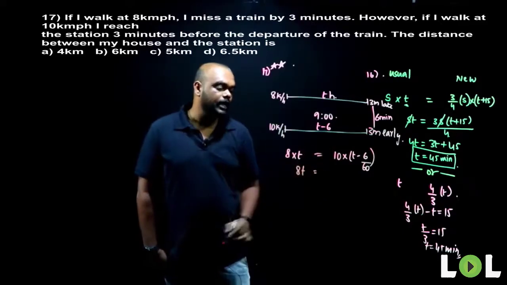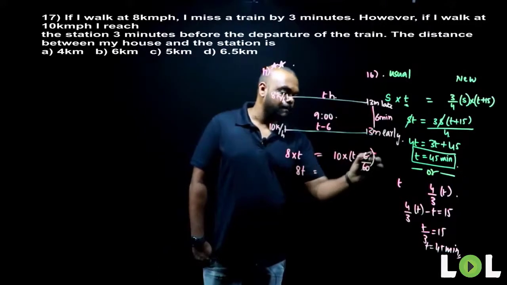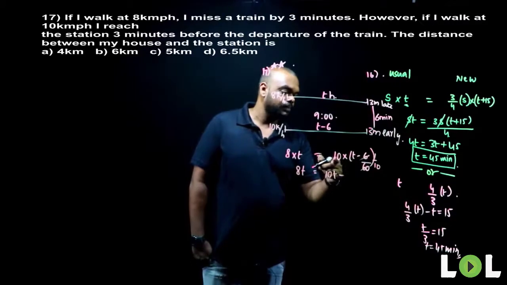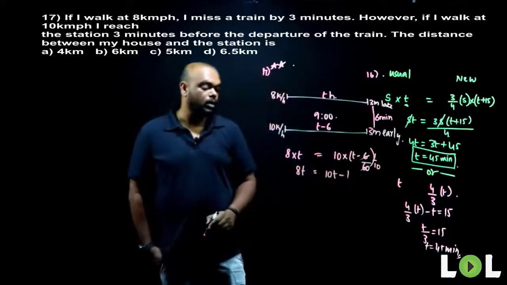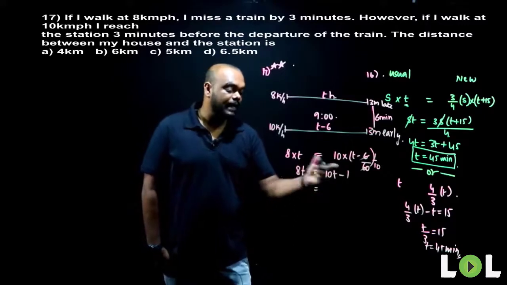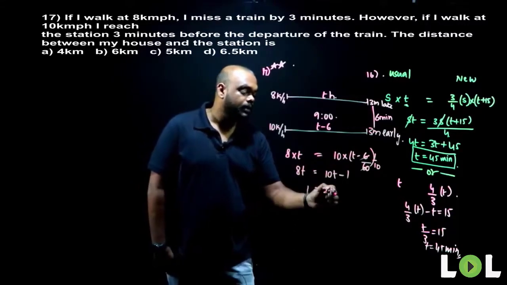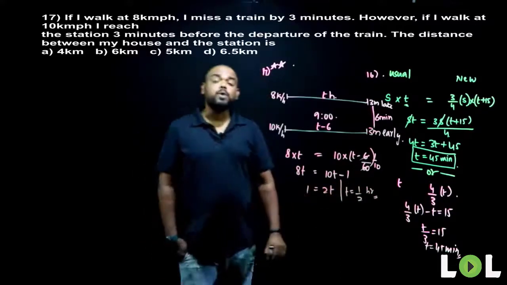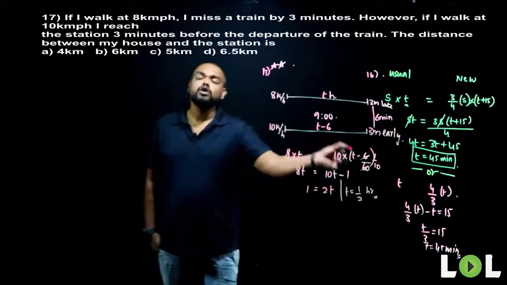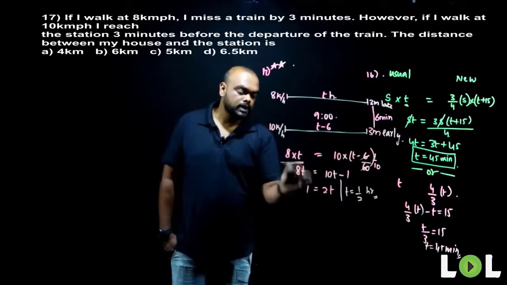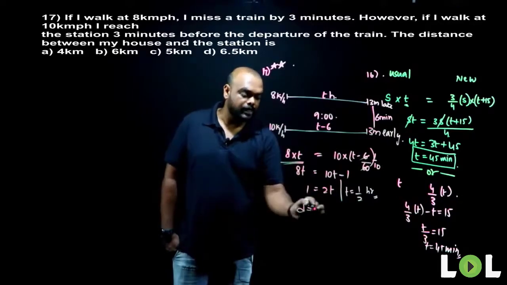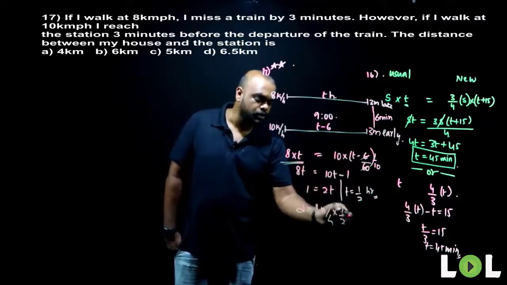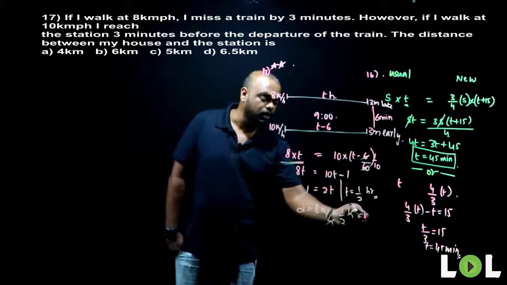8t equals 10 into t, 10t, minus 10 into 6 by 60. 10, 10 cancel, I'll get 1. 1 comes to this side, 8t goes to that side. We'll get 2t equals 1, then t equals 1 by 2 hours, half an hour. But what do I want? I want the distance. You can apply either here or here and you'll get the answer. If I apply here, distance is speed into time: speed 8 km per hour into the time taken, t hours, which is 1 by 2 hours. Hours cancel, 8 into 1 by 2 is 4 kilometers.